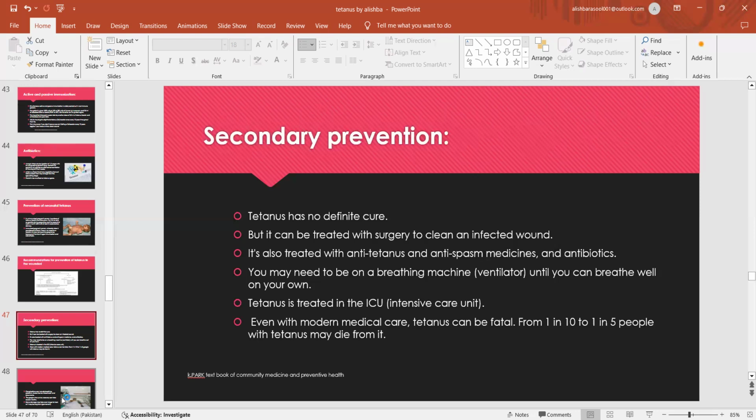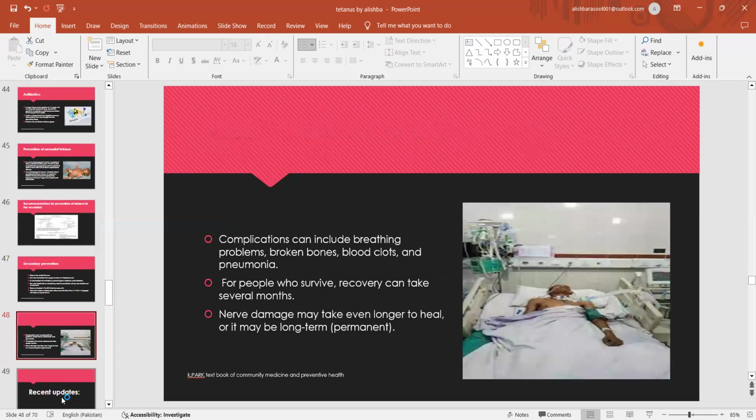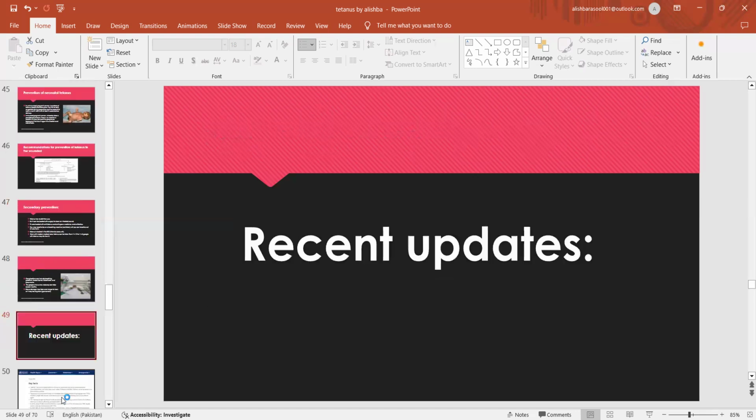Even with modern medical care, tetanus can be fatal. From 1 in 10 to 1 in 5 people with tetanus may die from it. Complications can include breathing problems, broken bones, blood clots, and pneumonia. For people who survive, recovery can take several months. Nerve damage may take even longer to heal, or it may be long term.